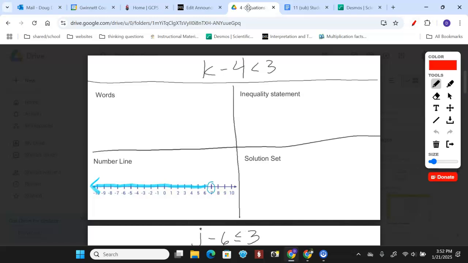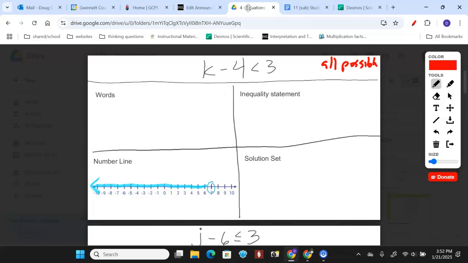So when I look at this, k minus 4 is less than 3. I want to know all possible solutions here. All possible. Right? There are lots of them. So what I like to know first is what's the number that's going to give me exactly 3. That's not going to be a solution because if I make this side equal to 3, 3 is not less than 3. But it's still a helpful number for me to have, even though it's not going to be a solution.